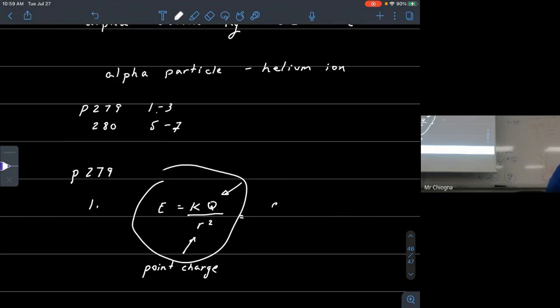Okay, so what's the K? 9 times 10 to the 9. That's in your formula sheet at the back of it, in your table of constants. 8 microcoulombs, 8 times 10 to the minus 6. The distance is 7.5. Don't forget to square it. That works out to be 1.3 Newtons per coulomb.